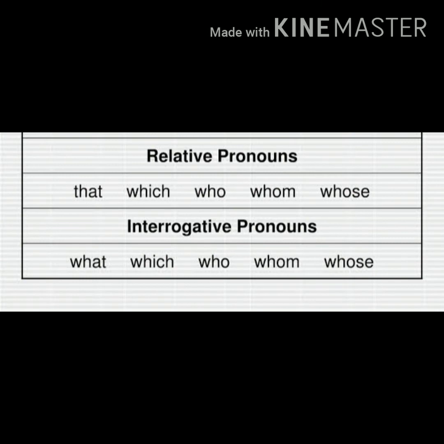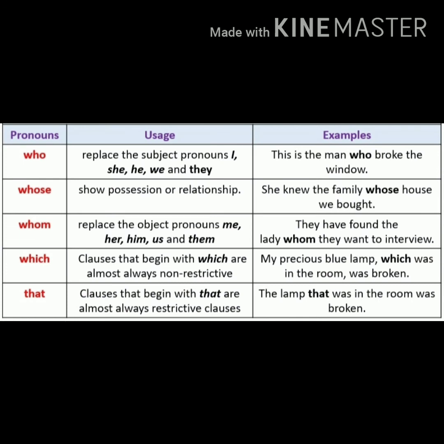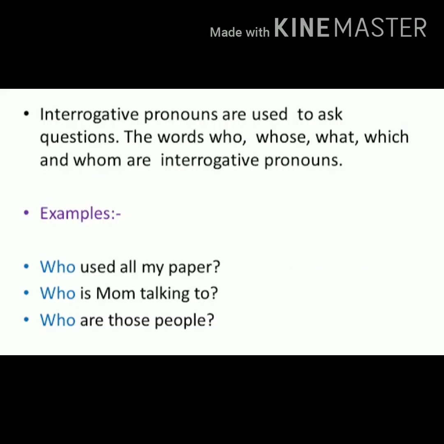Children, the words who, whom, which, where, whose, etc. are used both as relative pronouns and interrogative pronouns. The only difference is that when these pronouns join sentences and help to add more information about the noun, they are relative pronouns. And if they are used to ask questions, they are interrogative pronouns. For example, who used all my papers?